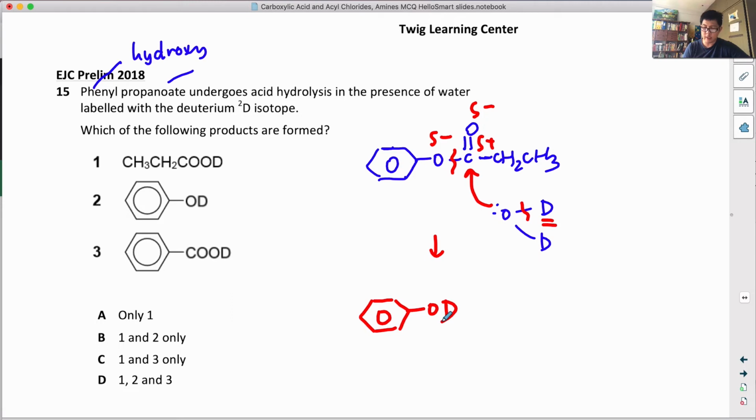See that? So you get OD, and the other side will be C double bond O, CH2, CH3, and this OD will join to this carbon, so it's OD over here. If you look at your answer key, I will probably get 1 and 2, so the answer is B over here.